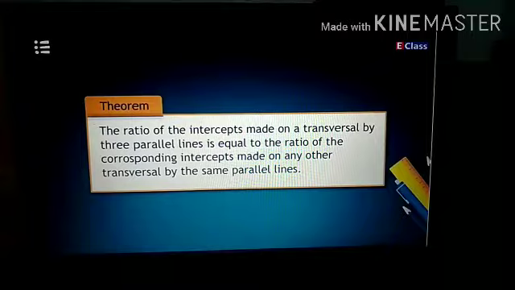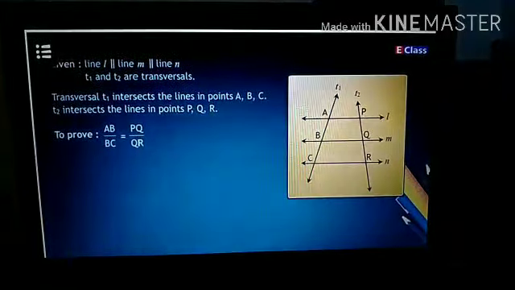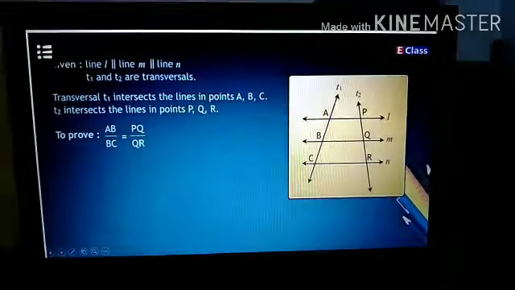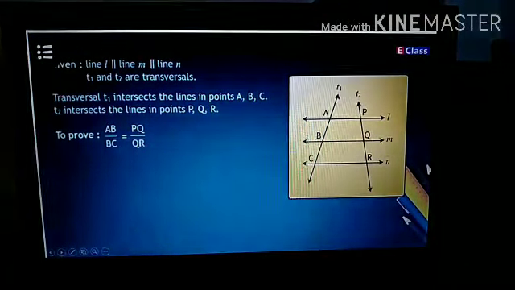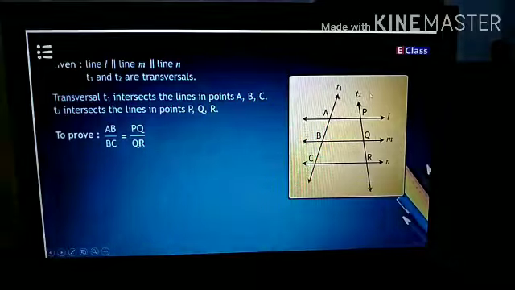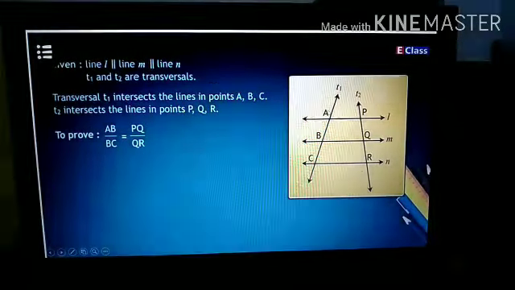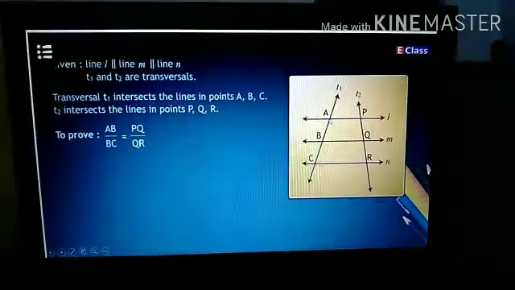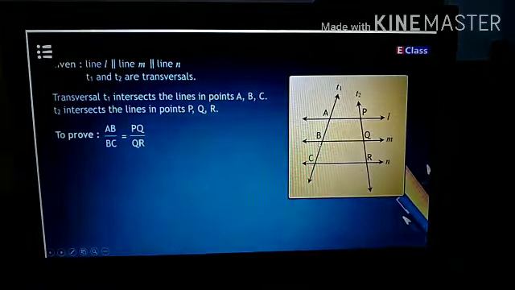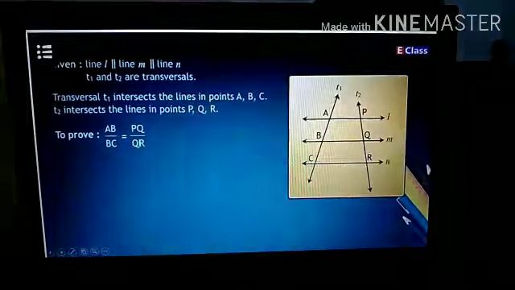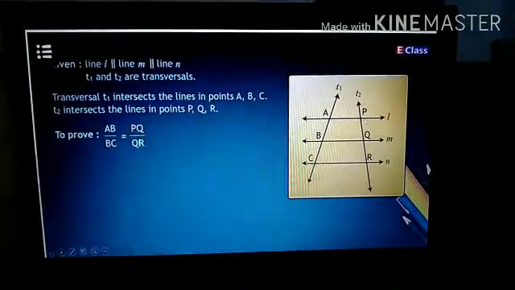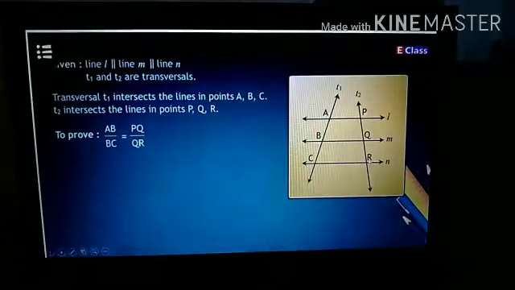Now let us see how to write down the given. First thing is, we'll start by drawing the figure. We'll draw three parallel lines L, M, N. T1 and T2 are our transversals. The transversal T1 intersects the three parallel lines at points A, B and C, and transversal T2 intersects the three parallel lines at P, Q and R.